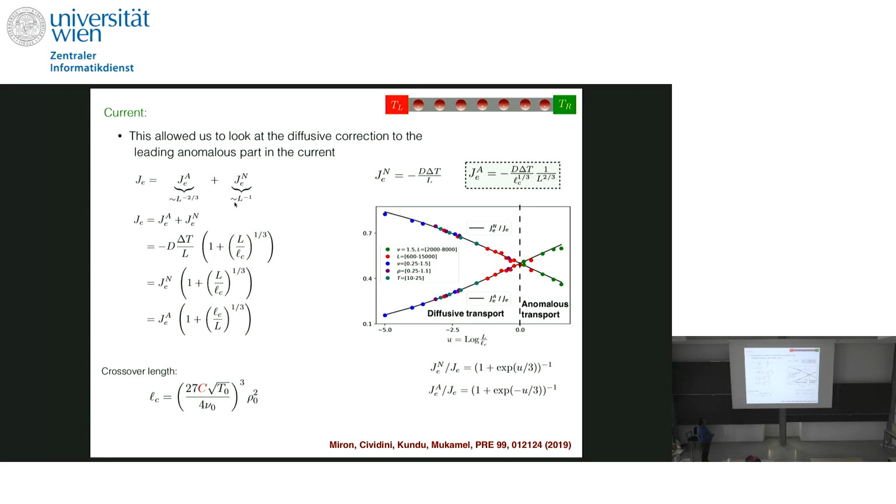So when L is much smaller than LC, that is this length scale, then I would observe that the current in the system scales as 1 over L. That means I would observe a diffusive transport. But when the system size becomes larger than this, then this term will start dominating and you will see a crossover in the scaling from 1 over L to 1 over L to the power 2/3. And that is the crossover that we have observed in numerical simulations also, as predicted from this theory.